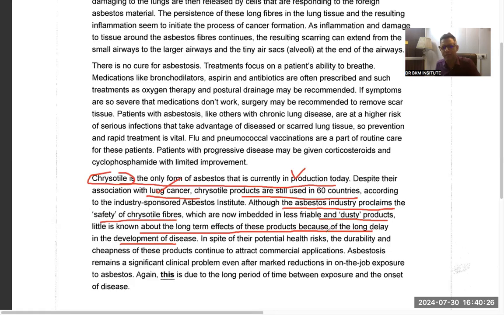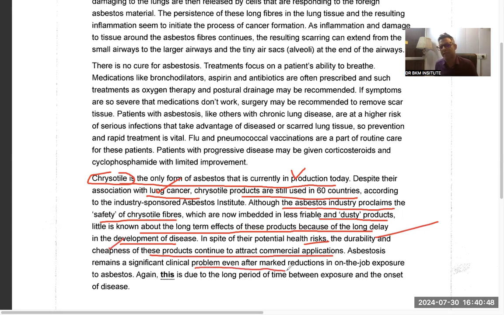In spite of the potential health risk, the durability and the cheapness of these products continue to attract commercial application. That means commercial always means business. So from the business, the commercial point of view, they are still being used because they have high durability. Durability means they stay for a long time, and cheapness.